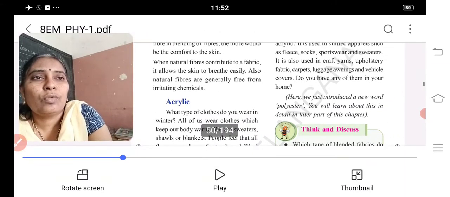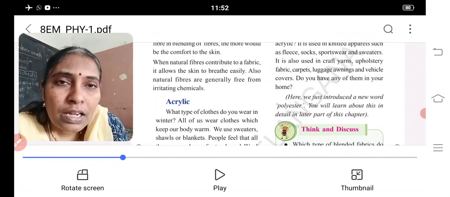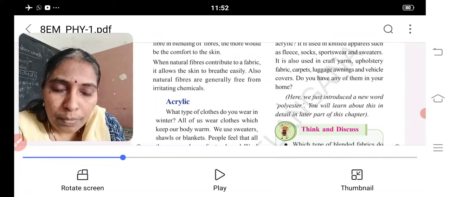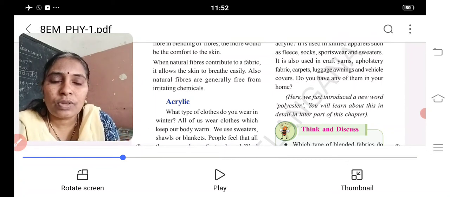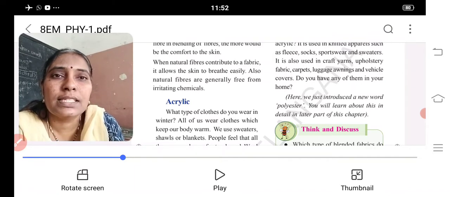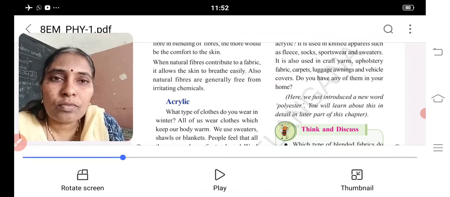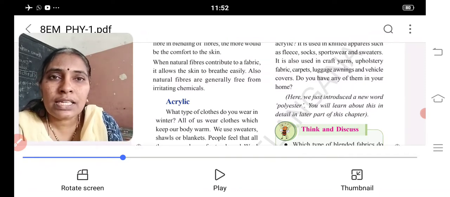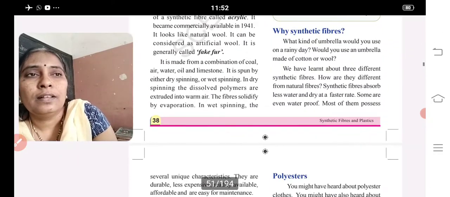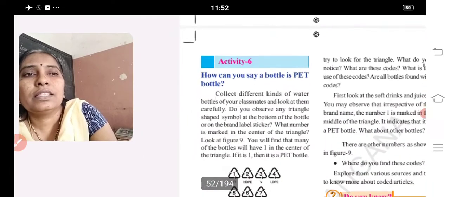What is meant by blending? Combining two or more fibers is said to be blending. In blending, one of the fibers should be natural, because natural fiber has good qualities. After blending we get good qualities from both the fibers, and whatever qualities are in the natural fiber can be obtained in the blended synthetic fiber also. So polyesters, polymers, all these are synthetic fibers.